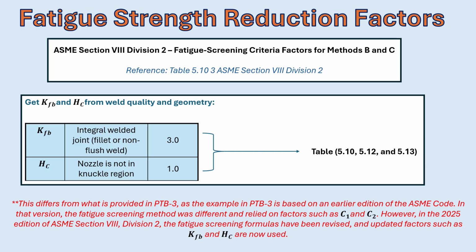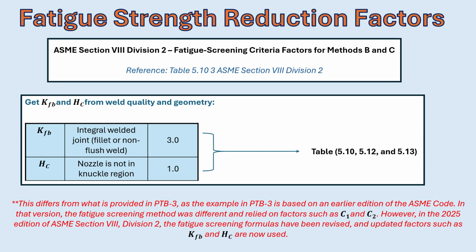In this case, for Kfb, since our part is an integral welded joint, a fillet or non-flush weld, the value is 3.0. There are many different values as well, if it is an integral weld, if it is a non-integral weld, and so on. So you can decide the part or the location for your part, and you can get the criteria from there.